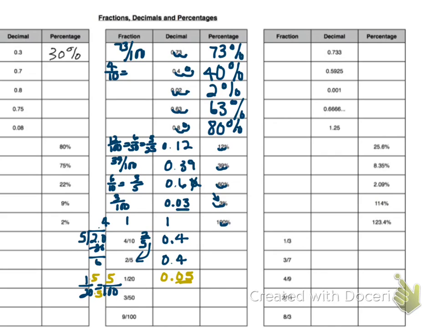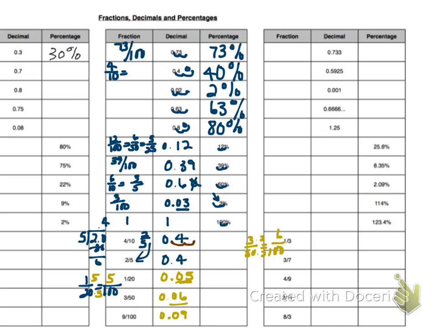Okay, 3/50ths. This is another good one for making it equivalent to something over 100. 50 times 2 is 100. 3 times 2 is 6. So 6 hundredths. Need the 2 places. And this one's already done for us. 9 hundredths.